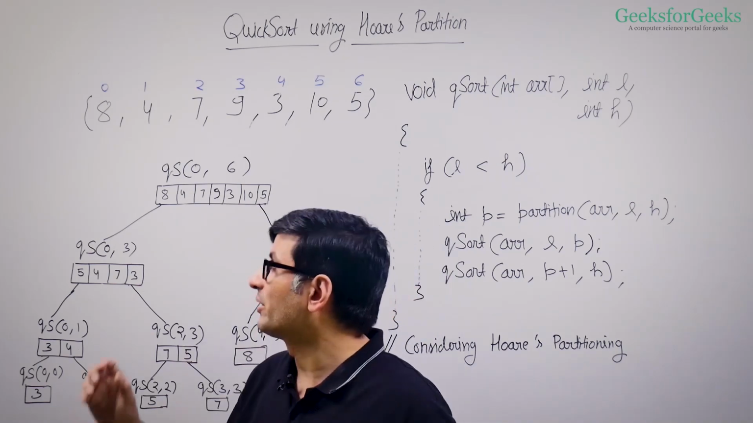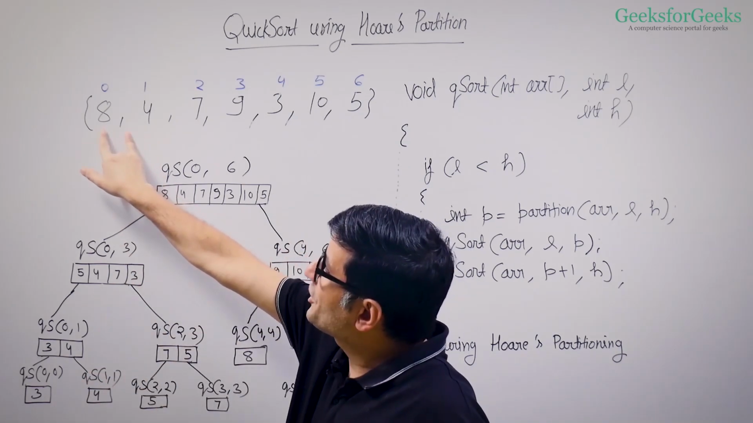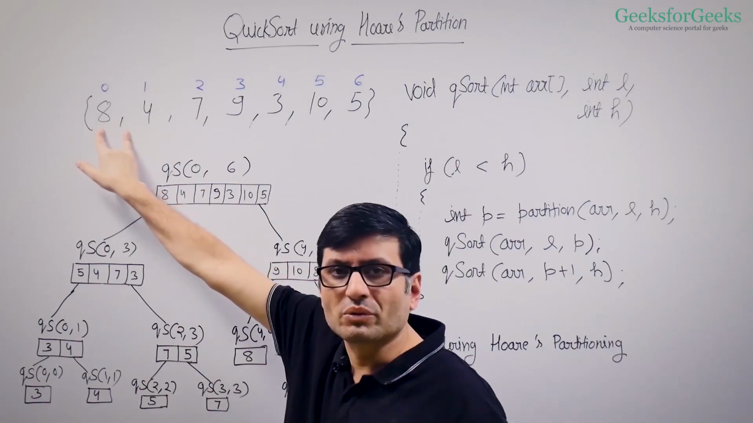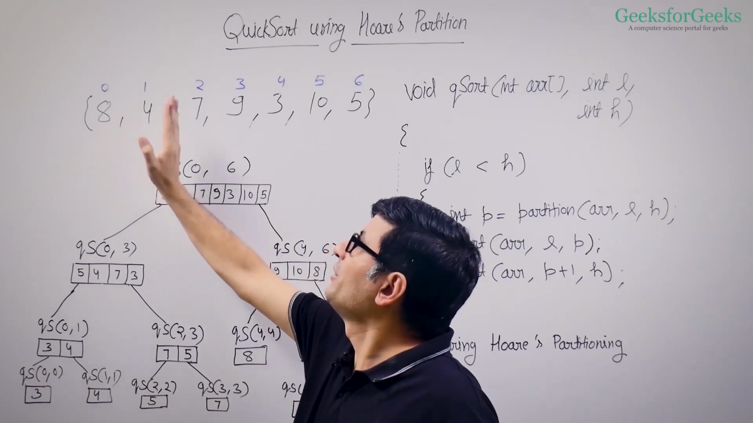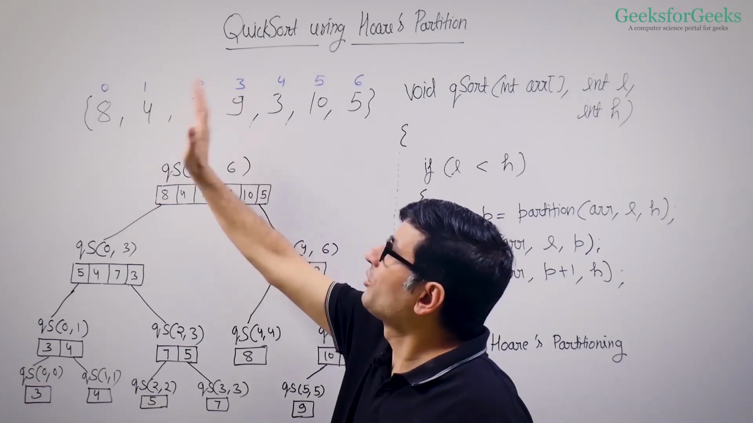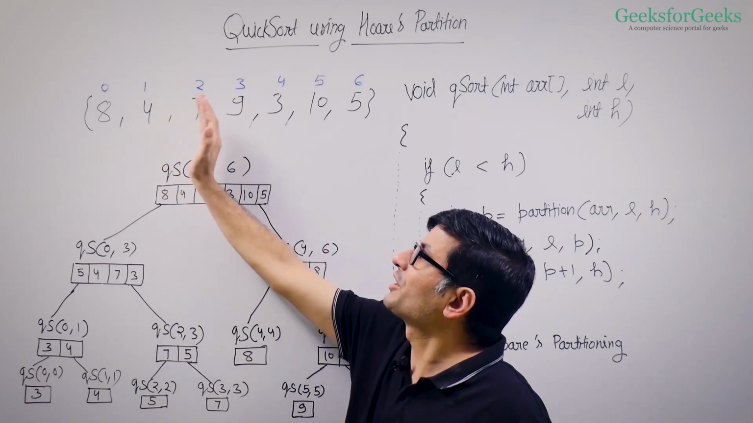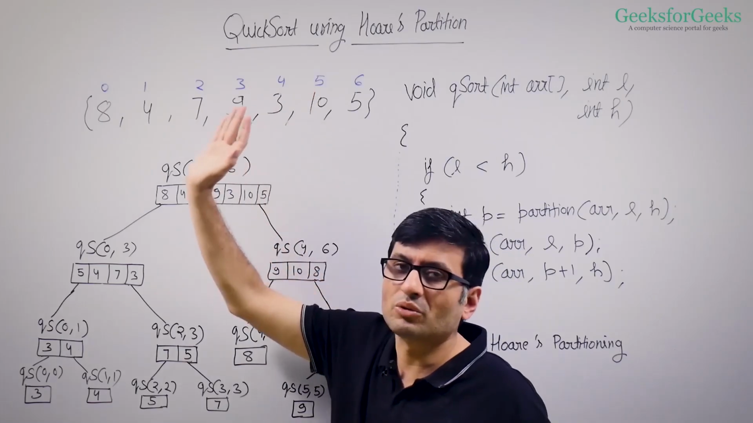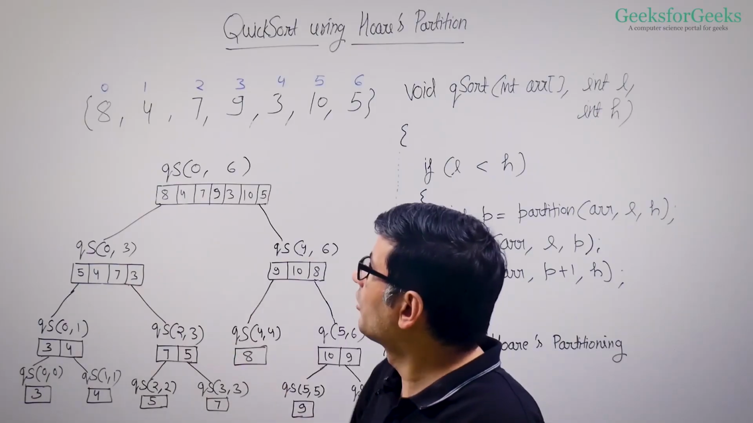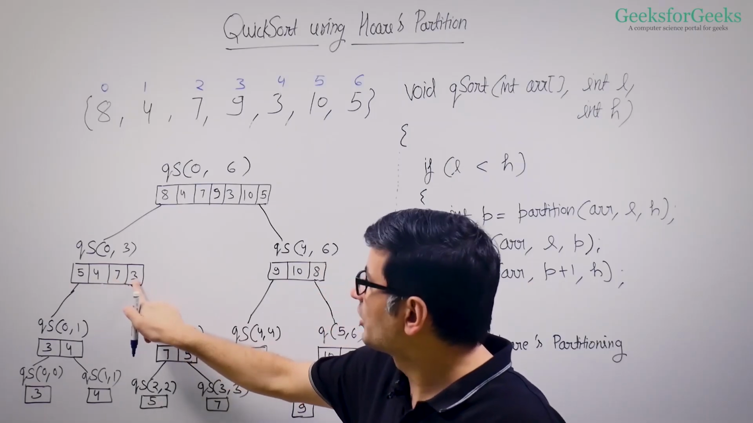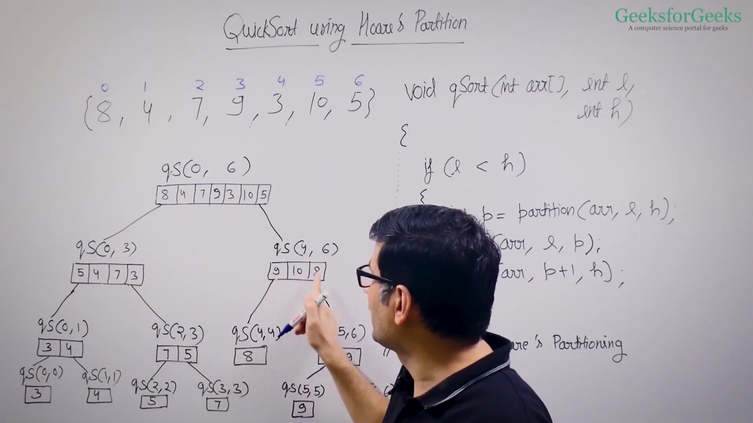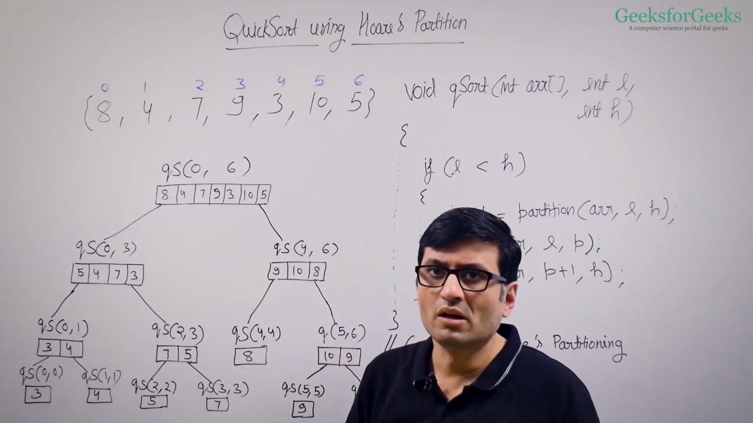Let's take this example. Using Hoare's partition, we consider 8 as a pivot. And when you call Hoare's partition, what happens? All the elements which are smaller than 8 go to the left side, and all the elements which are greater than or equal to 8 go to the right side. This is how Hoare's partition algorithm works. 5, 4, 7, 3 go on the left side. 9, 10, 8 go on the right side.